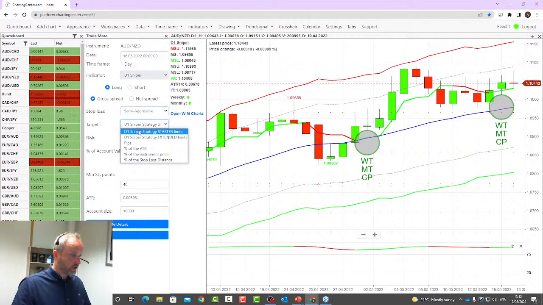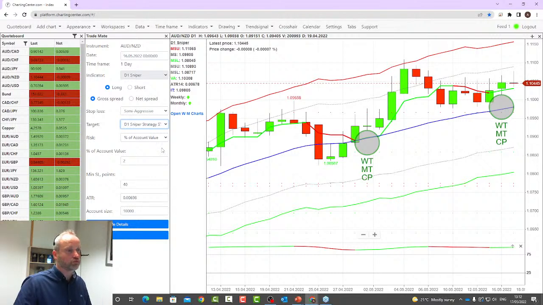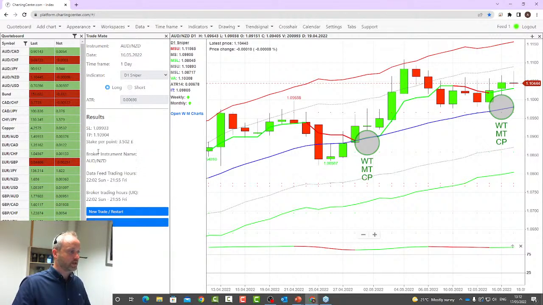As far as my target goes, I'm going to use my D1 sniper strategy starter limits. Why am I using that? Because that's a real rules-based, clear, simple to use target. Calculate trade details, and I can see the parameters for that opportunity there. I can see the stop loss, I can see the target based on my entry points, and I can see that here we're looking for this market to go to 110.90.